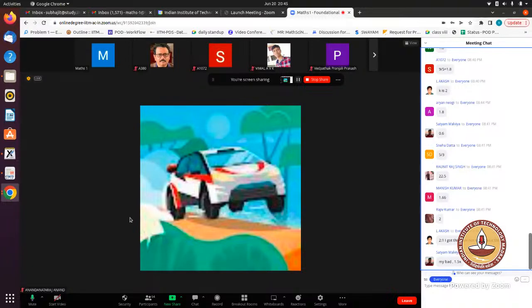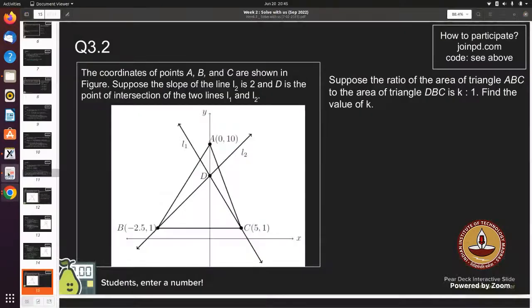Manish Kumar, are you there? Yes, sir. Can you tell me how you are approaching this? I find the area of triangle ABC and divide by area of triangle DBC. What is the area of triangle ABC? 27.5. Okay, and what is DBC? 56.5. Sir, after cancelling 1 by 2.